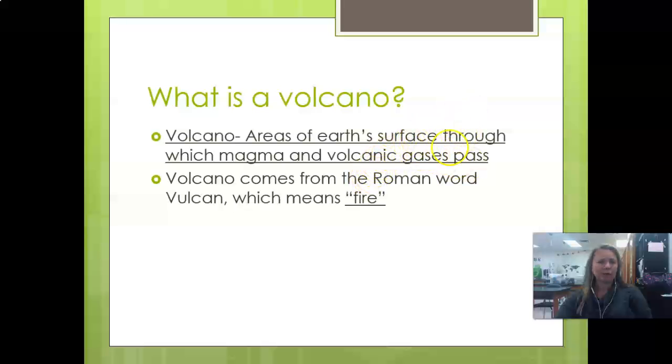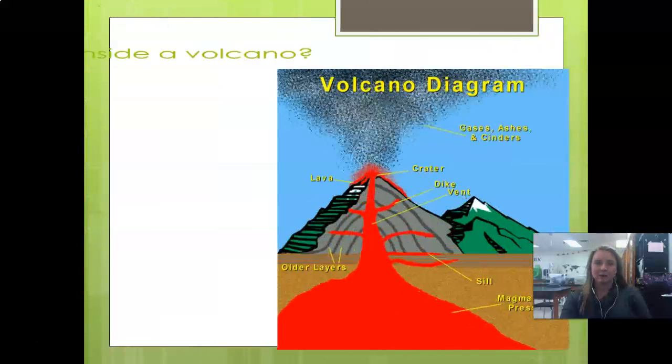The word volcano comes from the Roman term Vulcan, which just means fire. And if you've ever seen a volcano erupt, we can definitely agree that it is very furious fire, depending on it. We'll look at a couple of different eruptions. Clearly you don't want to be by any magma ever. It would be very, very hot, as well as very stinky. It actually smells pretty bad like sulfur, and we'll talk about why that is.